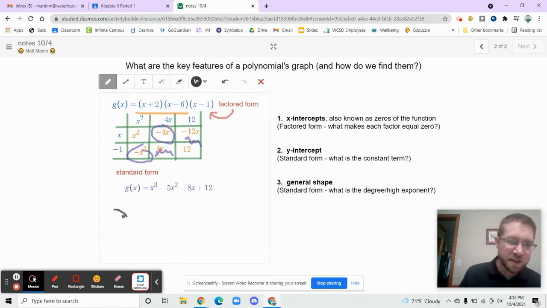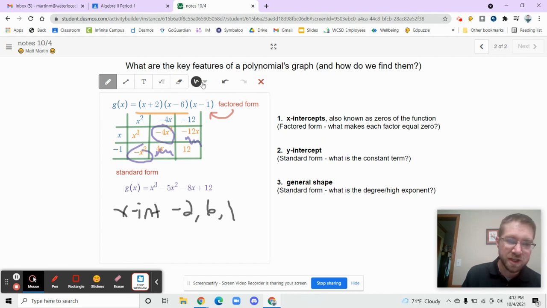What are the x-intercepts? Well, two of them should be the same as before, right? Should be negative 2 as well as positive 6, but joining us now would be 1, because that's the value for x that will make this third factor equal to 0. And again, if one factor equals 0, then the whole thing multiplies to make 0, right? That's the zero product property again.